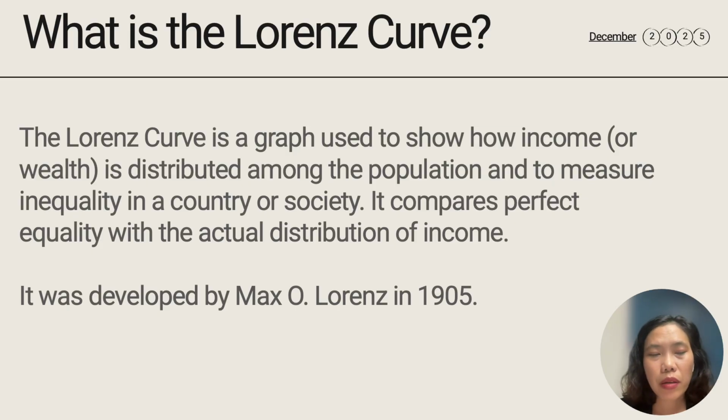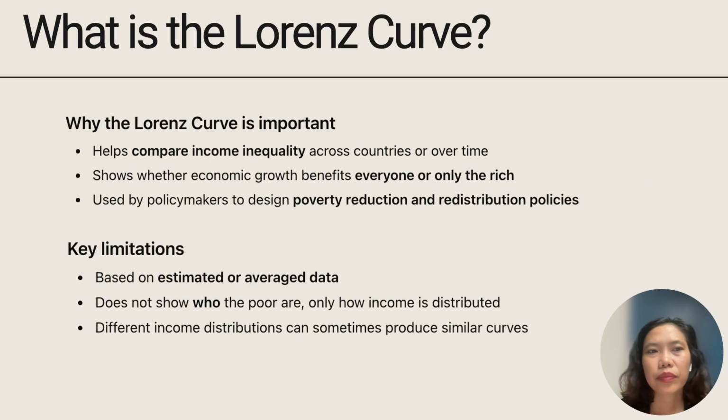And it compares perfect equality with the actual distribution of income. So it was developed by Max O. Lorenz in 1905. That's why we have the Lorenz curve. So why is it important? It helps compare income inequality. It shows whether economic growth benefits everyone or only the rich. It is used by policymakers to design poverty reduction and redistribution policies.